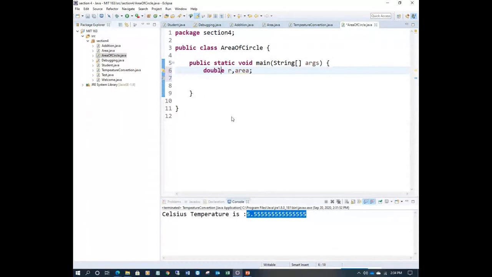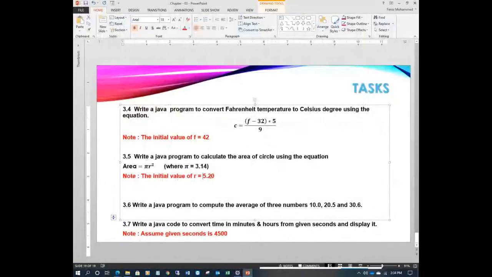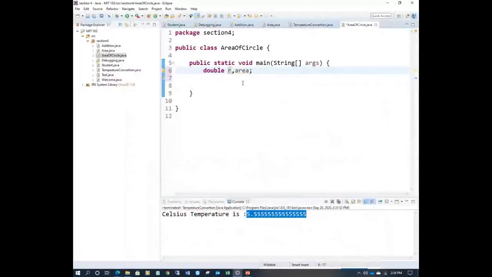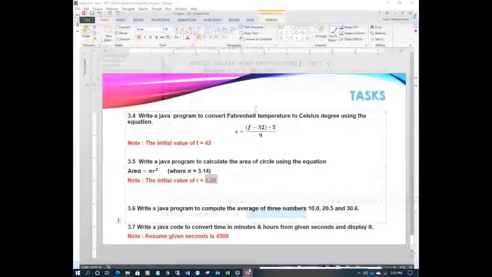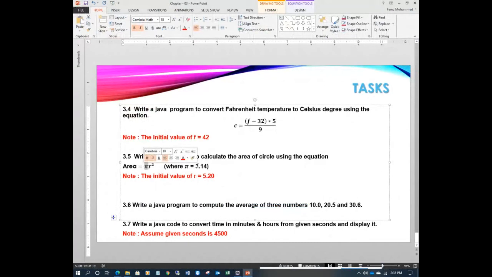What is the given r value here? Are they given any r value? Say r is equal to 5.20, right? They have given this one. So r equals 5.20. Let's use the formula here. Area equals pi r square. What is pi here? 3.14. Instead of pi, I'm using 3.14, and r square means r two times.